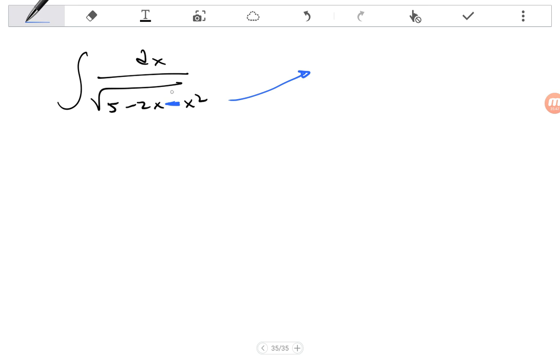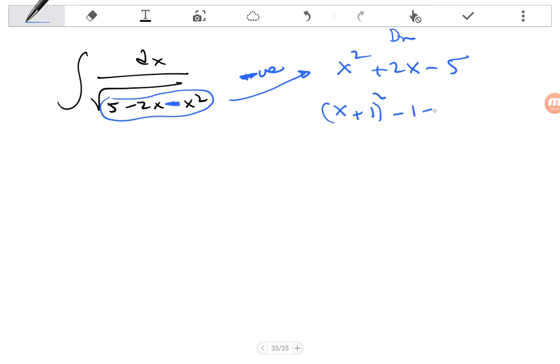I will take this expression with a negative sign. I will take it x squared plus 2x minus 5. I took that expression outside as a draft. I took that expression only outside but with a negative sign. Then I will make the complete square. That will be x plus 1 all squared minus 1 minus 5, so that will be x plus 1 all squared minus 6.